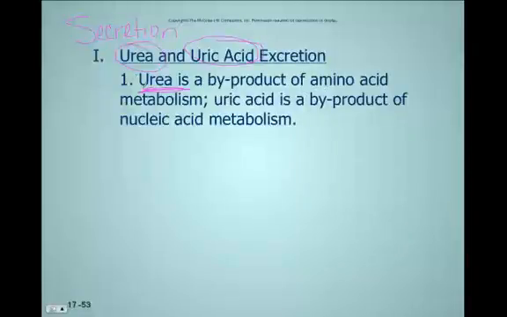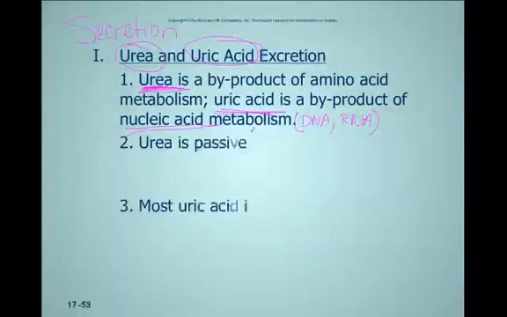So again, it's just one of the byproducts of breaking down proteins and amino acids. And then uric acid is a byproduct of breaking down nucleic acids, or what we call nucleic acid metabolism. So again, this would be breaking down DNA, the nucleotides that make up DNA and RNA. Okay? So these, again, are just byproducts of those two metabolic processes.